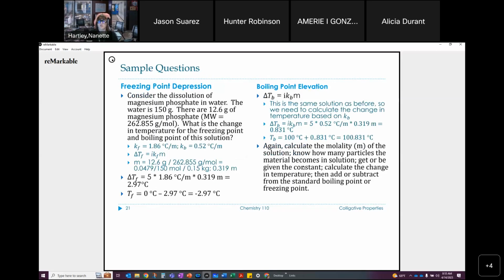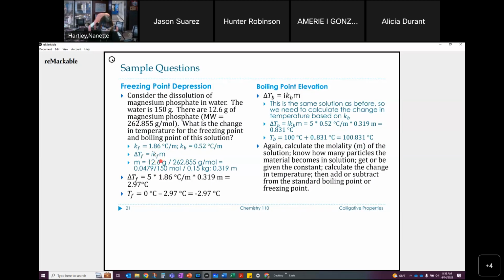Okay, so we're talking about a very similar scenario to what we talked about previously. We have the same mass of our solution that we're talking about. We have the same mass of material that we're putting in. It's a different molecular weight. It's also a different number of particles. So those are the two things that are different. Since we're talking about water, our Kf is still 1.86 degrees C per mole, and our Kb is still 0.52 degrees C per mole. Our delta Tf equals i Kf m.